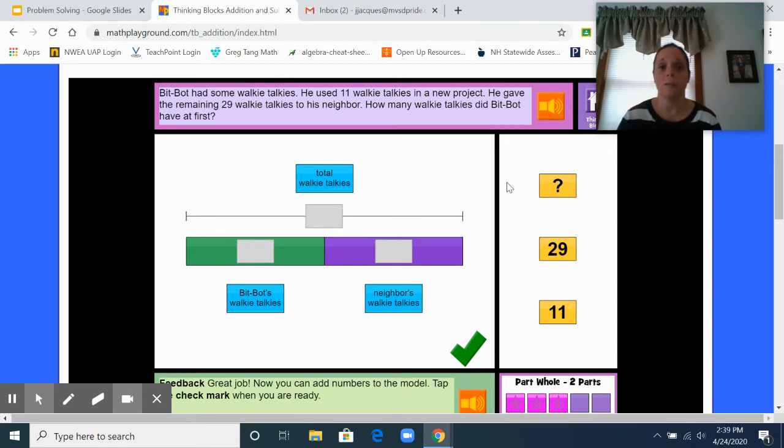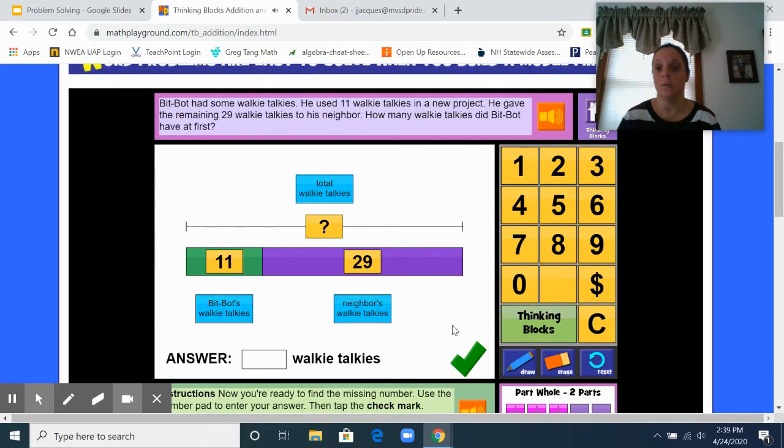So do we know the total number of walkie-talkies? No. But we know that he used 11 in his new project, and he gave the remaining to his neighbor. So these are BitBot's, this is his neighbor's, and we're solving for the total.